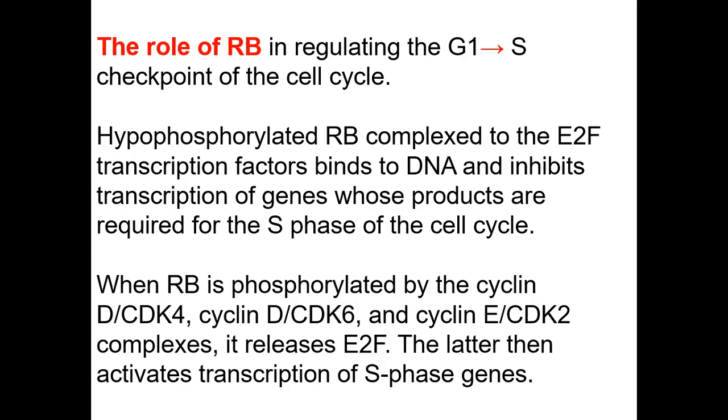Hypophosphorylated retinoblastoma complexes with E2F transcription factors, which bind to the DNA and inhibit the transcription of genes whose products are required for the synthetic phase of the cell cycle. When this gene is phosphorylated by the cyclin D, cyclin-dependent kinases 4 and 6, and cyclin E, cyclin-dependent kinase 2 complexes, it releases E2F. This will activate the transcription of synthetic phase genes.